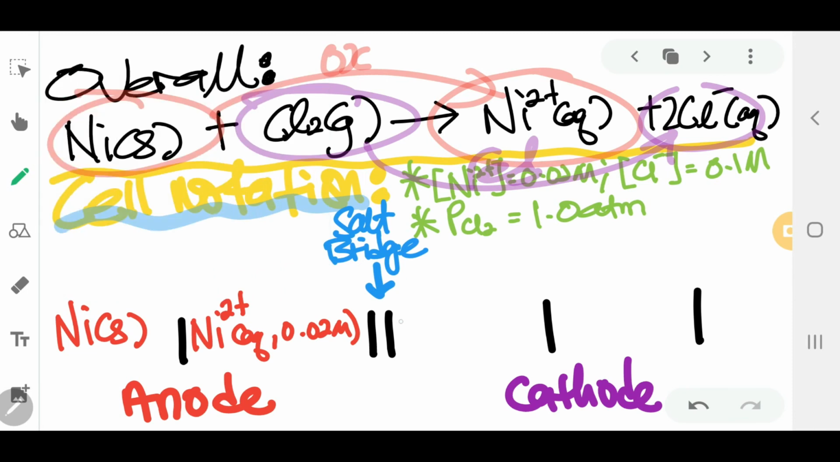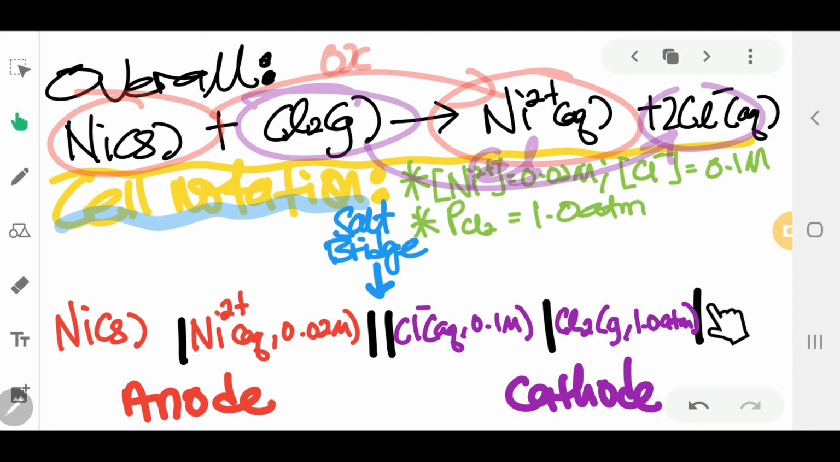So you have Cl minus aqueous, and the concentration is 0.1 molar, followed by the gas. So you have Cl2 gas, write it Cl2 gas, and the pressure, don't forget.